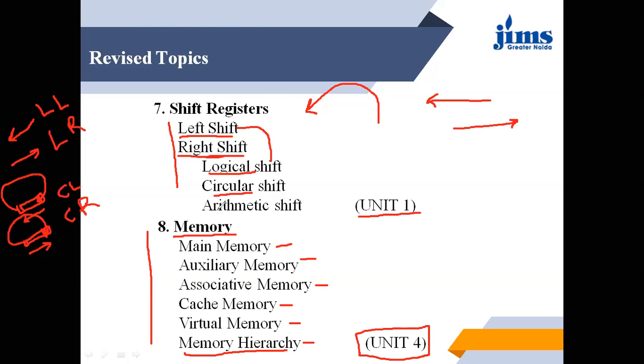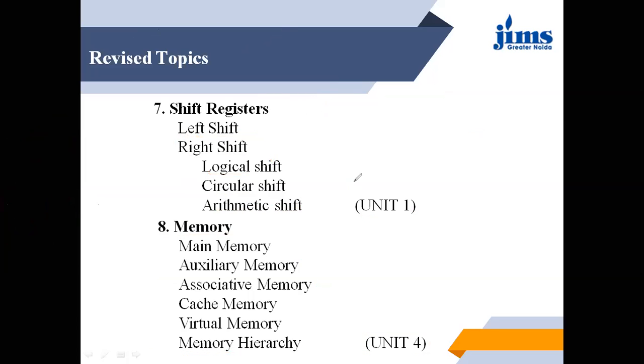Then arithmetic shift. Arithmetic shift contains different types of shift based on arithmetic operations, that is addition, multiplication, subtraction. So these are different types of shift registers, and we will study them in unit first. So I think this is the complete thing we require for computer architecture. So we discussed all the things.